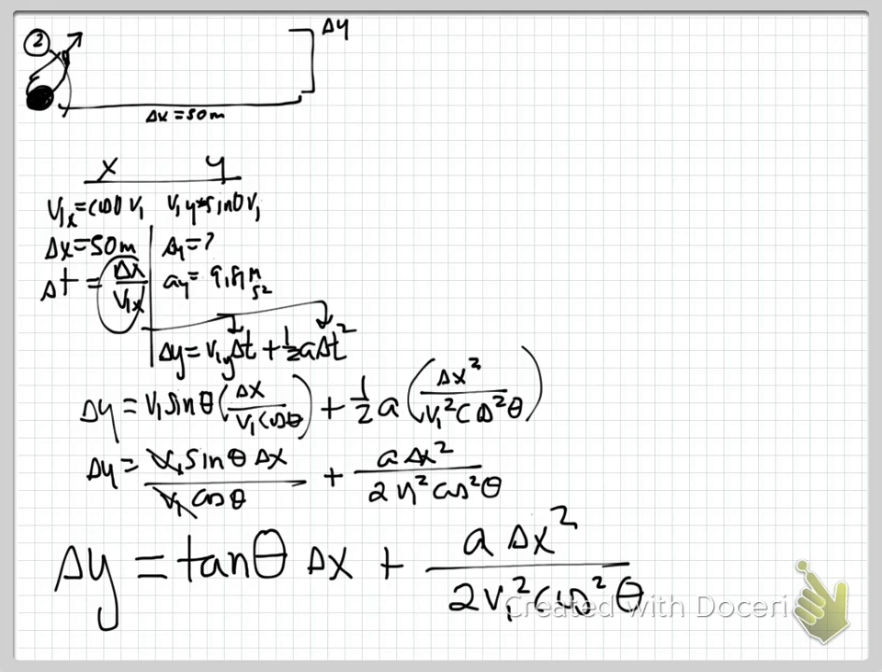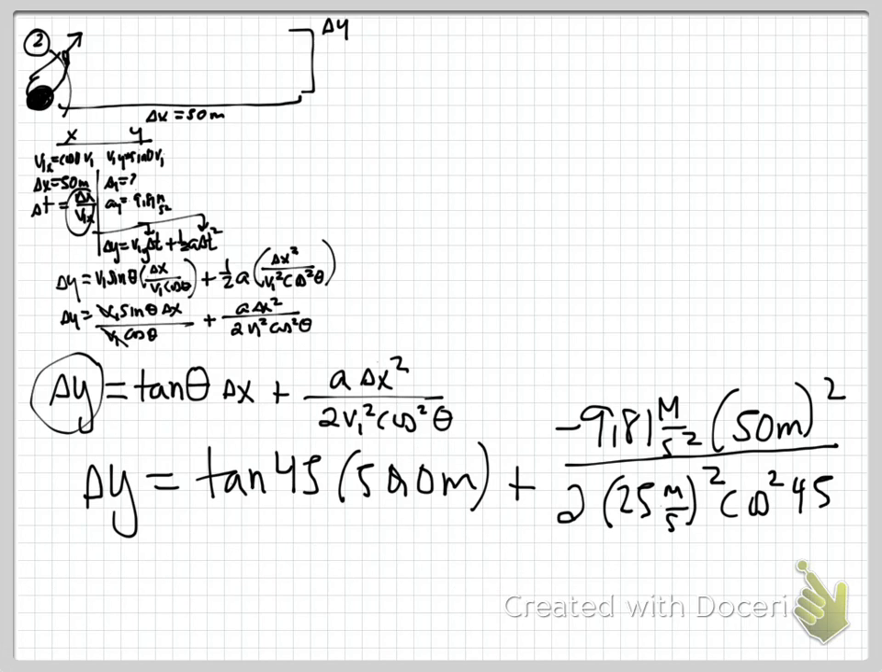At this point, there is not a whole lot more that we can do, and we're really actually ready to solve. So we're ready to plug stuff in. We've already solved for delta y, so our plug-in is going to look like this. I went ahead and put in values for the parts of the equation. So tangent of 45 is what? 1. So this is just 50 meters.